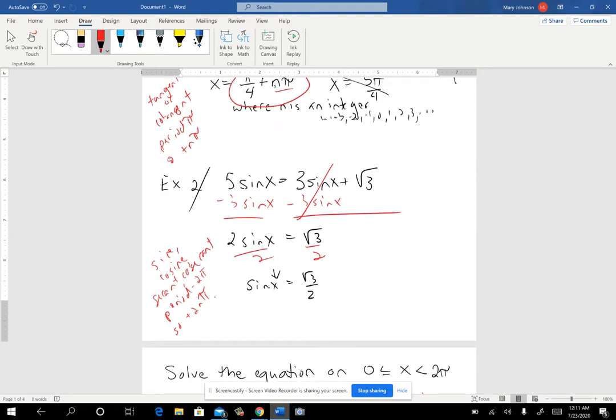So you look at your unit circle now and you look for an angle that has the sine, which is the y-coordinate, being square root of 3 over 2. So that would be pi over 3. Let me do that in black. So x could equal pi over 3.